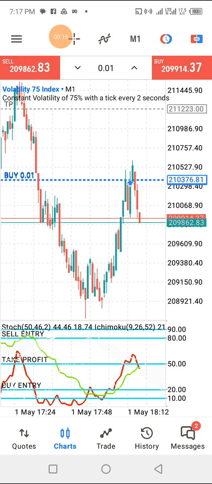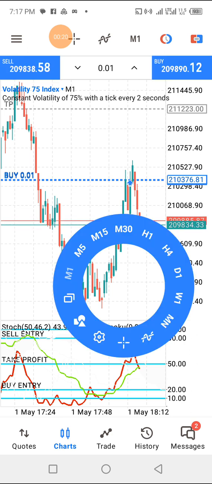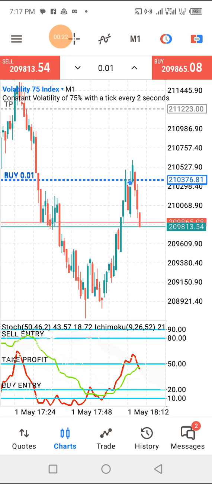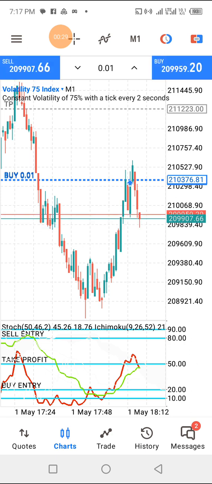Now today I want to give you a strategy you can use on all the volatilities, and I also want to show you the repercussion. That means what you will stand to lose if you go against the setup.